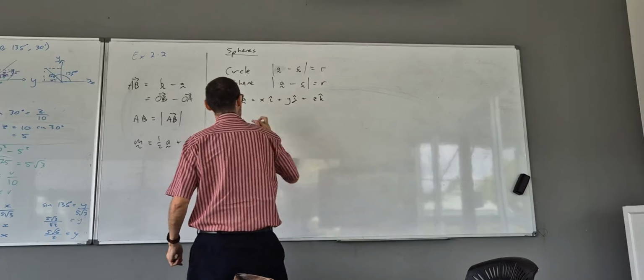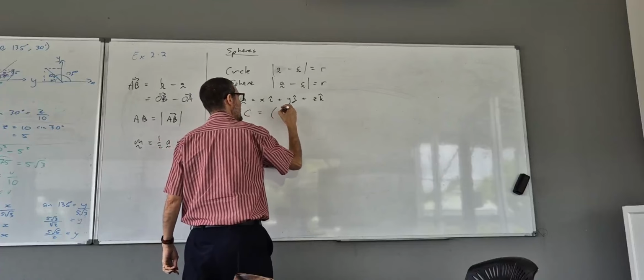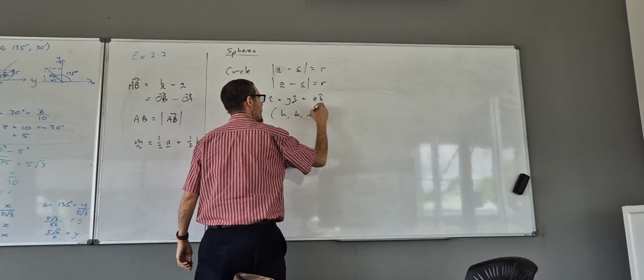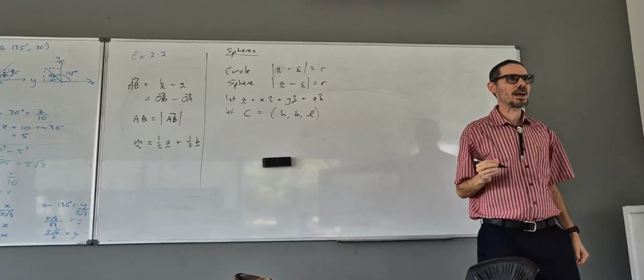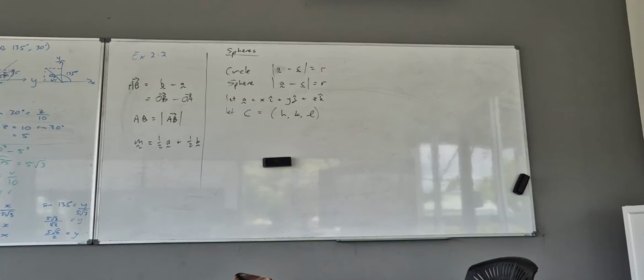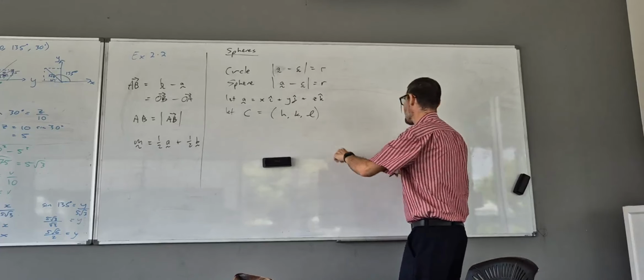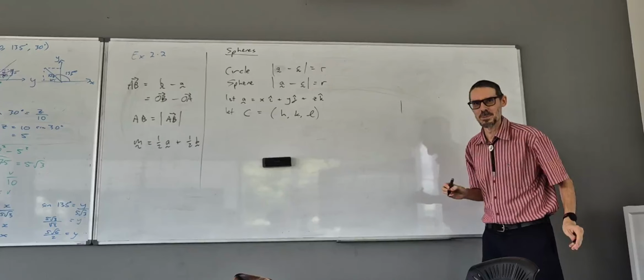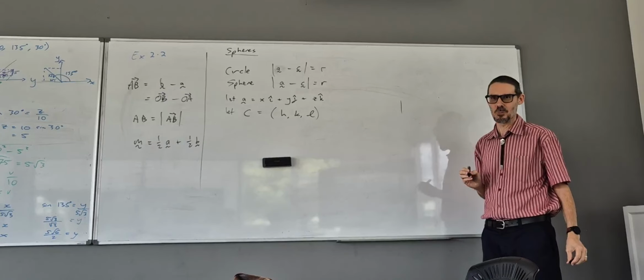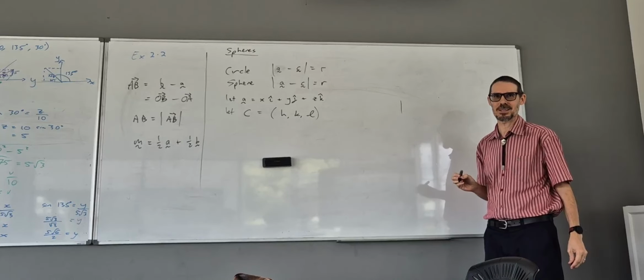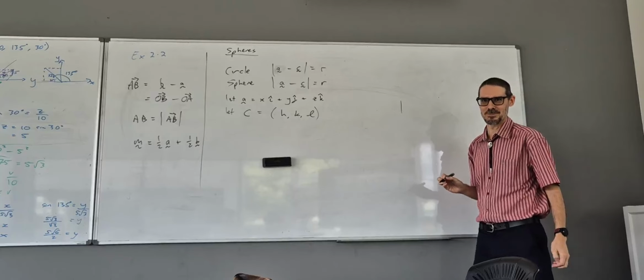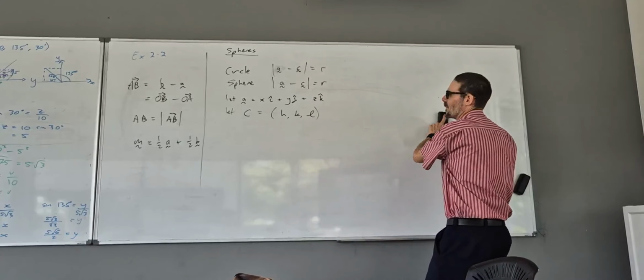Okay, let me define this differently. Let C, the centre, be the point h, k, l. Be careful how you write that l. I don't know why they chose l, but they chose l. Don't write it like this. You will mistake it for a 1 on the exam. You will. Because you're under stress, you're in a rush. Don't write it like that.